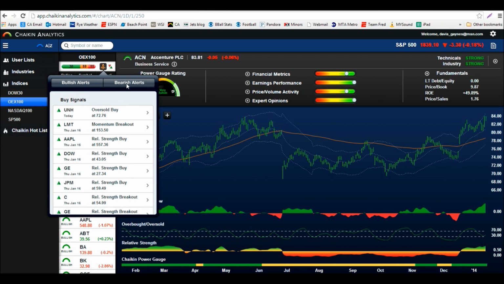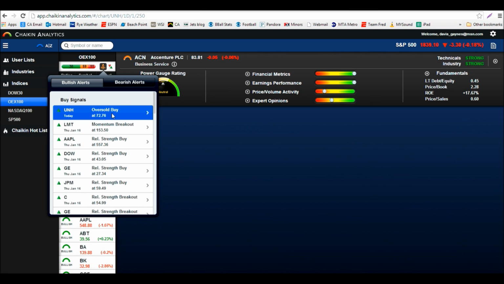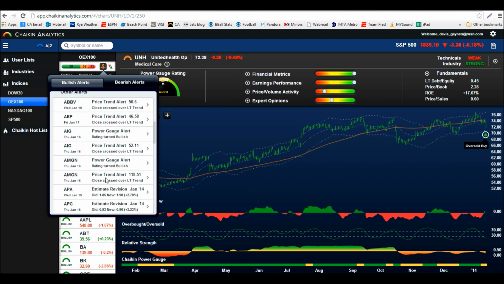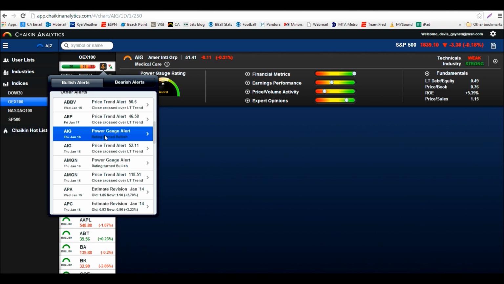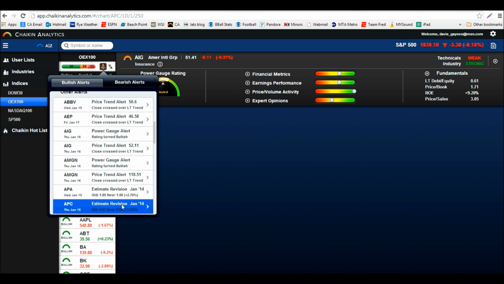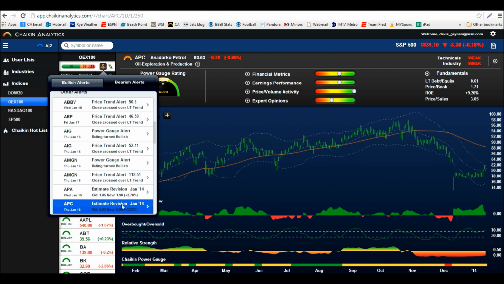Bullish alerts, bearish alerts. These are buy signals, so these are traditional technical indicators that have been triggered either today or over the past couple of days in stocks you care about. In this case, an oversold buy being triggered on United Health. Further down, we've got some other alerts. Price trend alerts, something that crossed over or under a long-term trend, on the bullish side, bearish side. Power Gauge alerts, if a stock changed from being rated neutral to being rated bullish, for example. And earnings revisions, if a revision impacted the actual estimate, the consensus estimate, by 2 pennies or more.